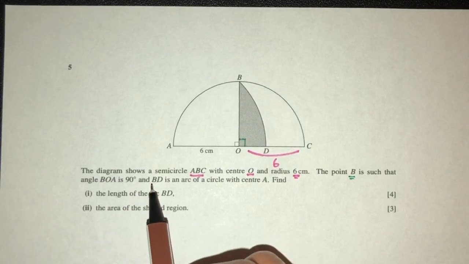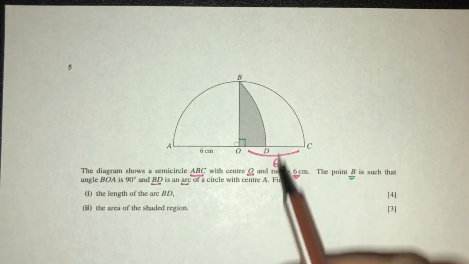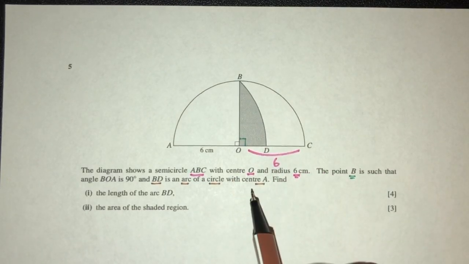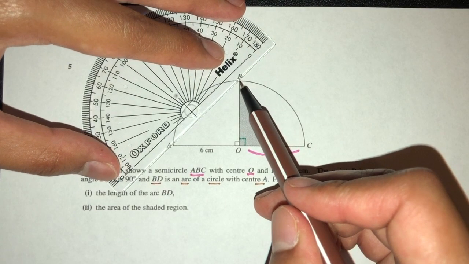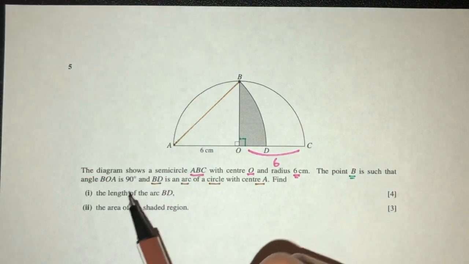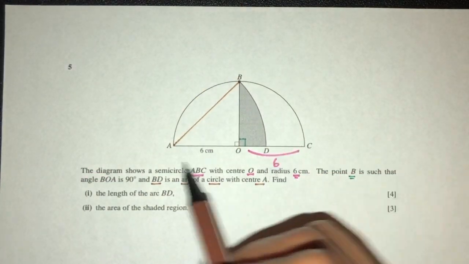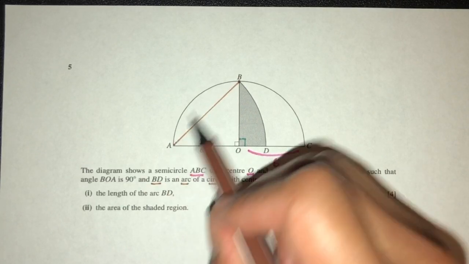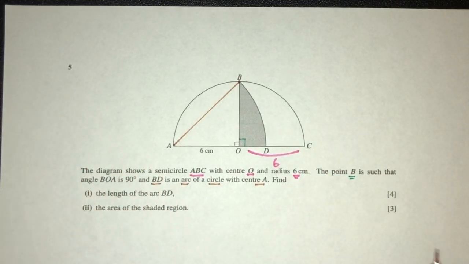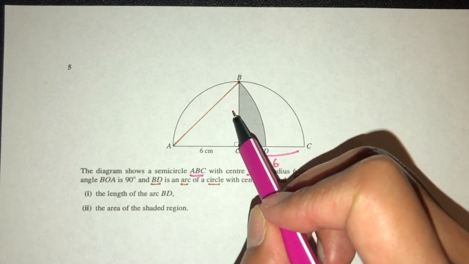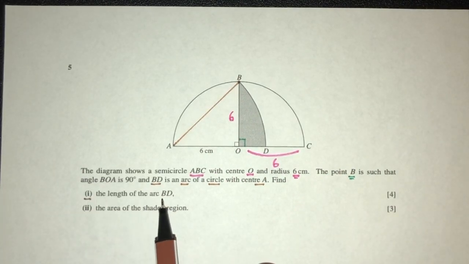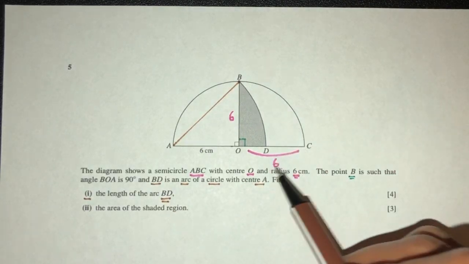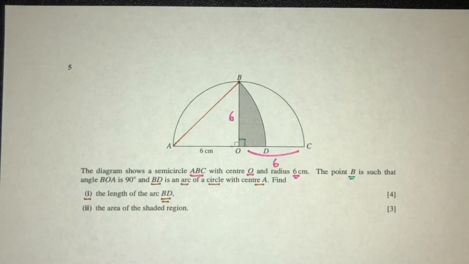Now what else? We have BD is an arc. So BD of a circle with center A. For example, here we also have another circle, center A, which has an arc BD. I hope you can see that. So here we have a circle here, and this is the radius AD and AB. Now let's move on with the questions. So here we have this, and this is also 6, the radius. This is 6, right? Now part 1, we have to find the length of BD. So we have to find the length of the arc BD. So let's think, how can we find the length of arc?